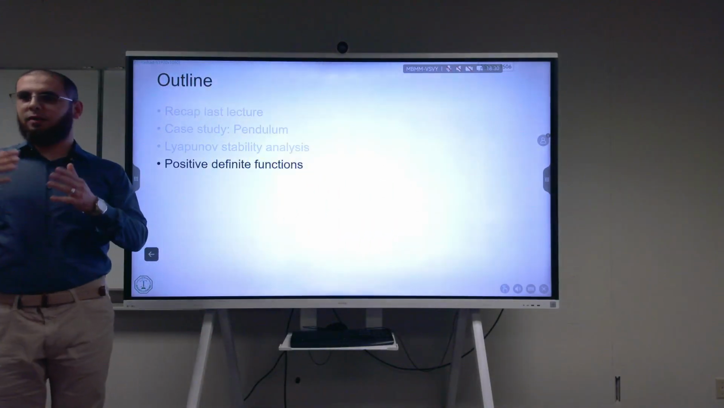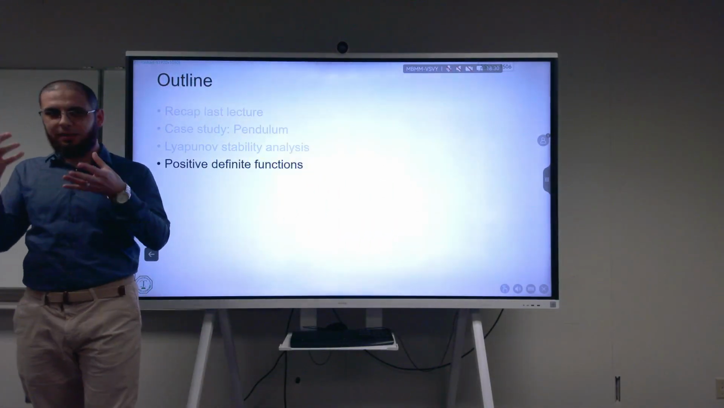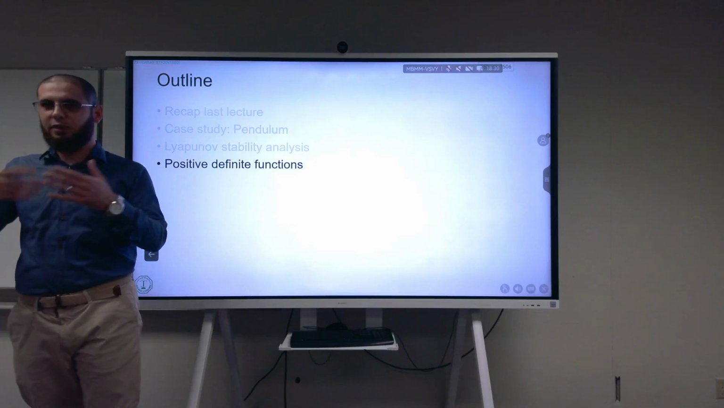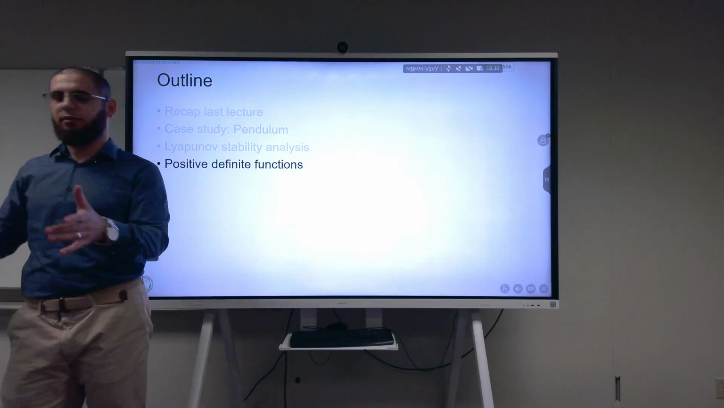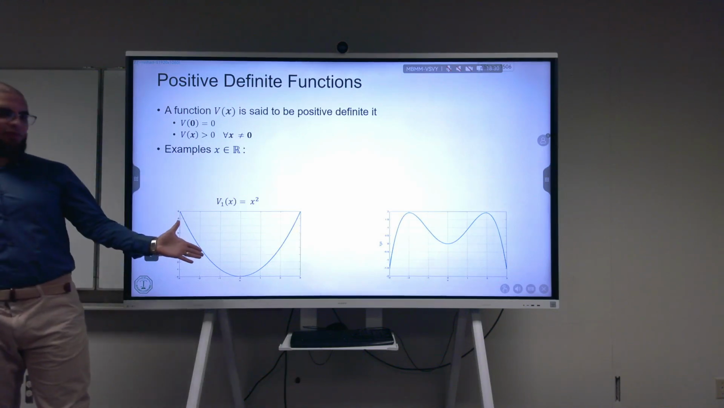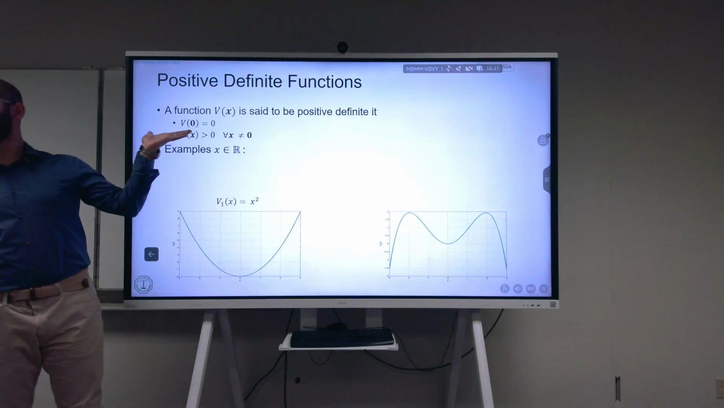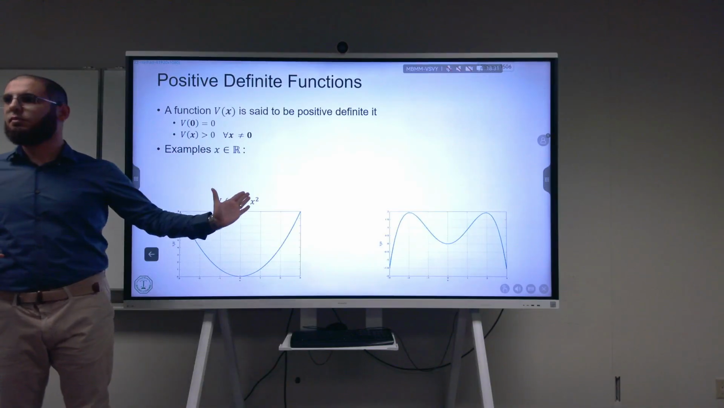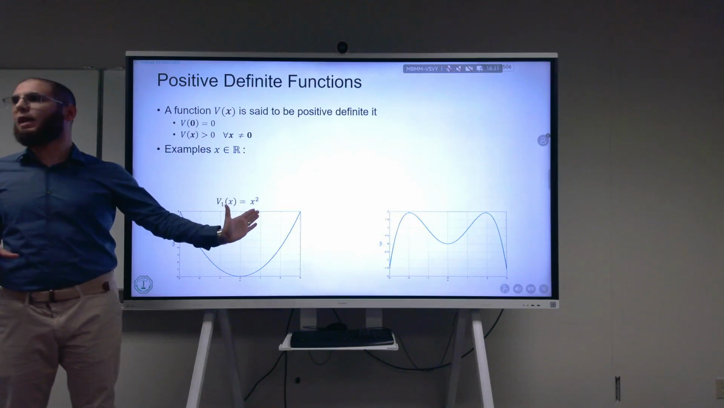So we need to look a little bit closer at what positive definite functions are. We said we need to choose one, but what are they? I'll show you some pictures, and then they will make sense. This is a positive definite function, a scalar function of x. So V1(x) is equal to x squared.